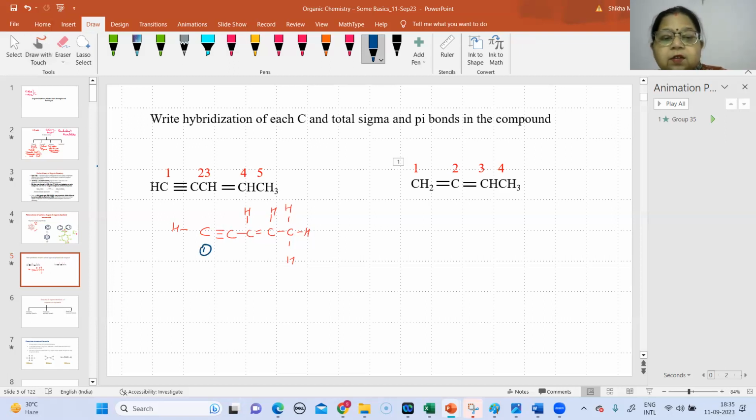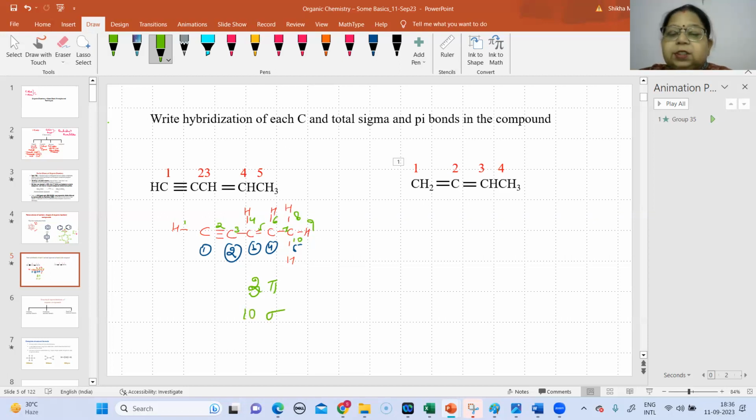This is carbon number 1, 2, 3, 4, and 5. Sigma and pi bonds, we can count from here itself, right? I can see 2 pi bonds. Rather, sorry, pi is 3. I'm so sorry. Pi will be 3. This is first, second, 2 sigma, third, 4, 5, 6, 7, 8, 9, and then this is the 10th sigma. I think it has got 10 sigma and 3 pi bonds.